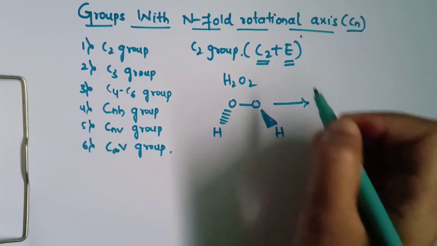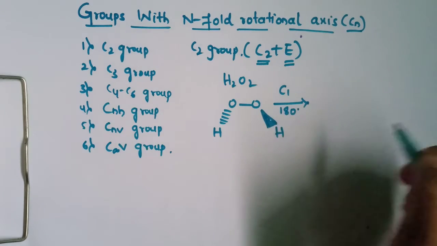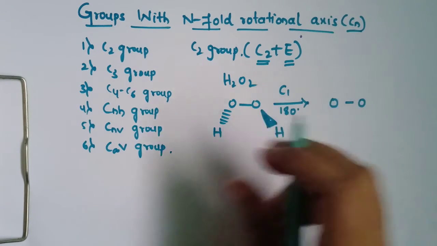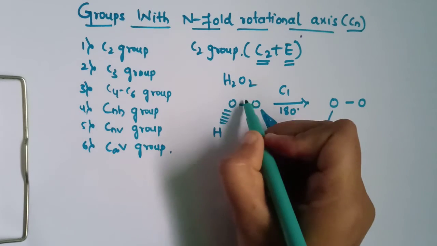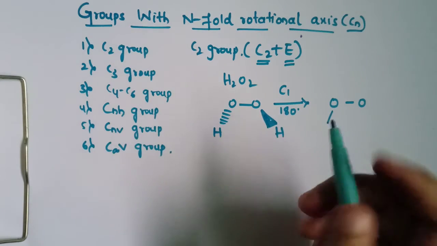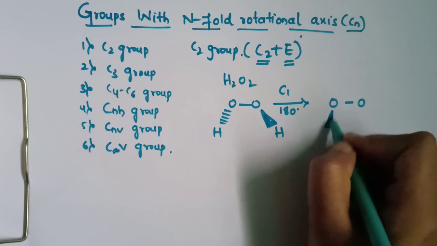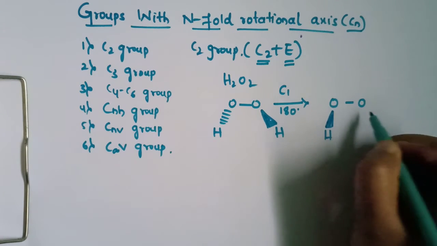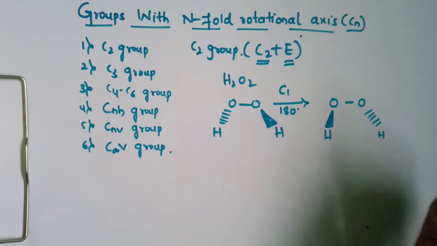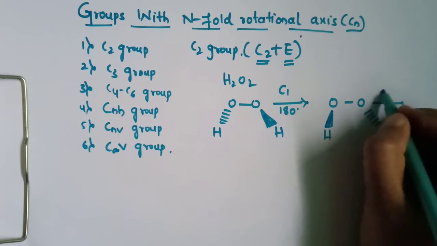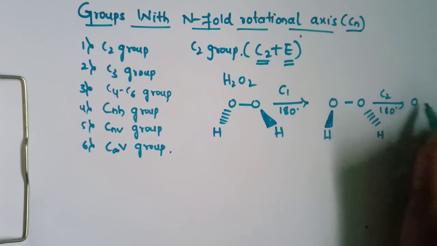If you do C2, that is rotation by 180 degrees, what will happen? If you rotate the molecule by 180 degrees about the axis of symmetry, we will get this hydrogen here and this will come here. In the next step, if you perform the C2 operation, that is rotate again by 180 degrees, we will get like this.